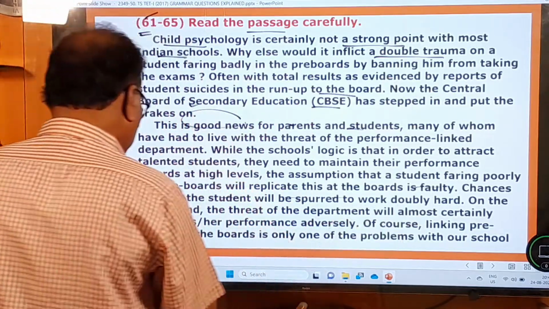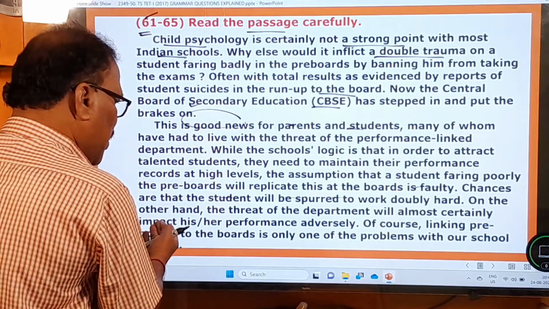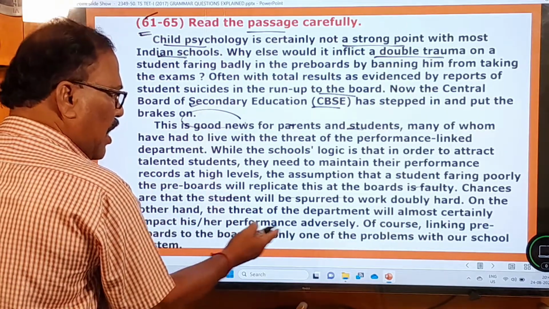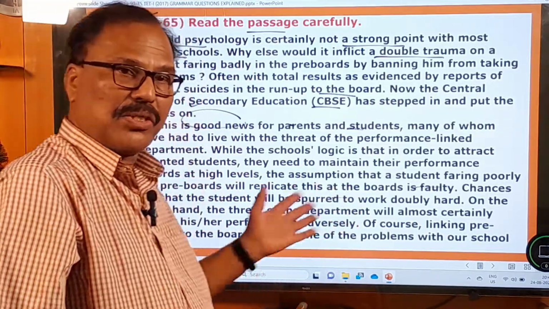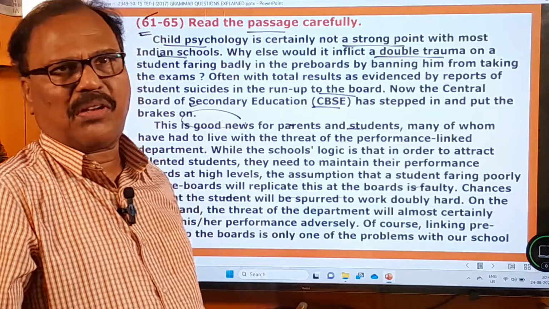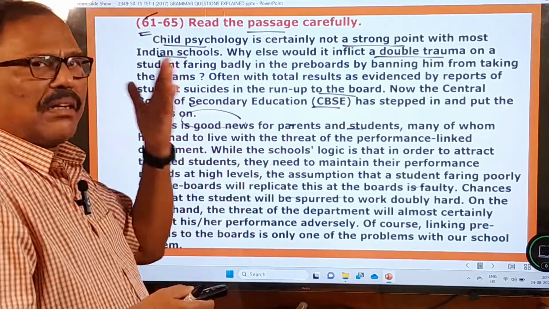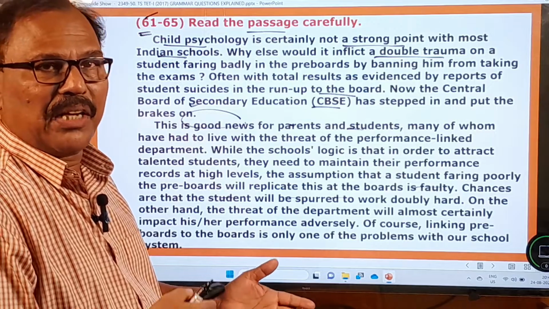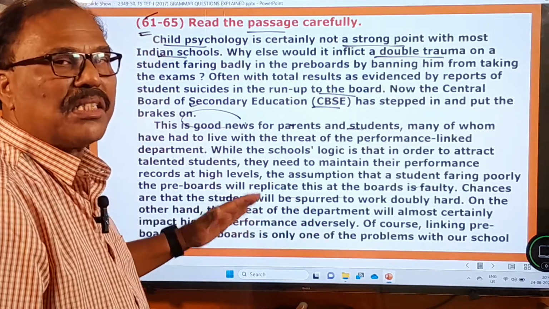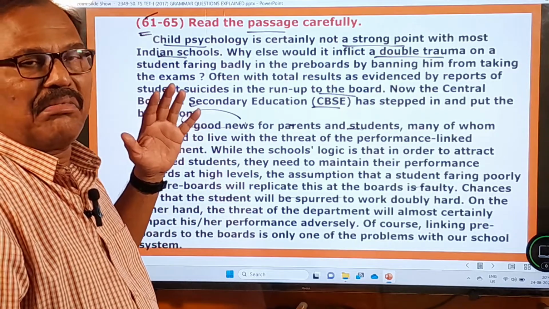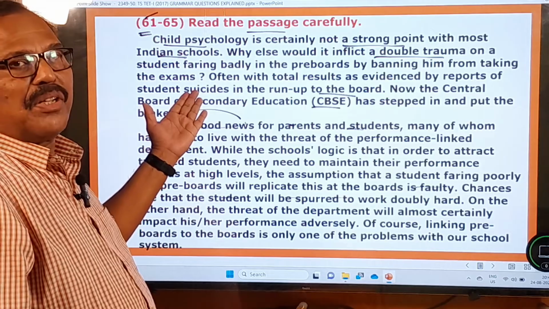Of course, linking pre-boards to the boards, that means pre-final examinations to the final examinations, is only one of the problems with our school system. In India, this is the school system. In the Western countries, it is not like that. They don't give any grades or anything. Only in India does that dirty problem continue, and because of that, our children are suffering very seriously, and even some sensitive students are committing suicides.